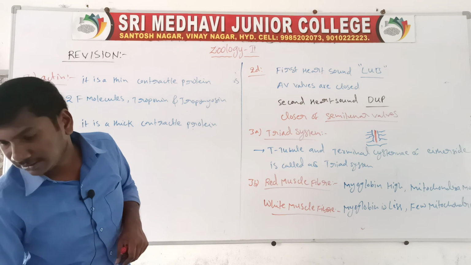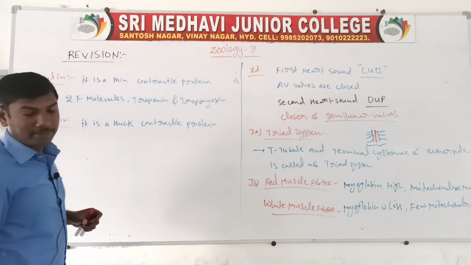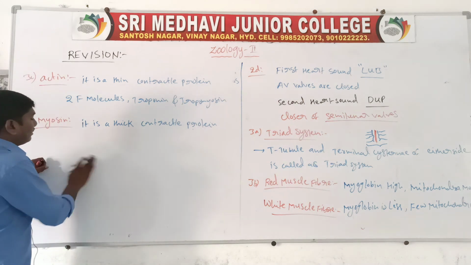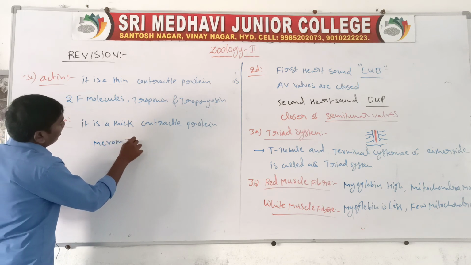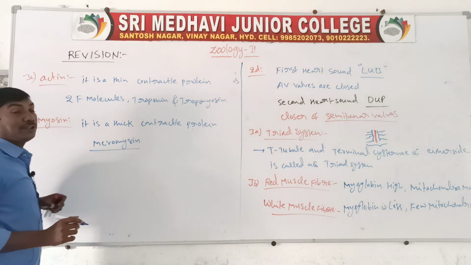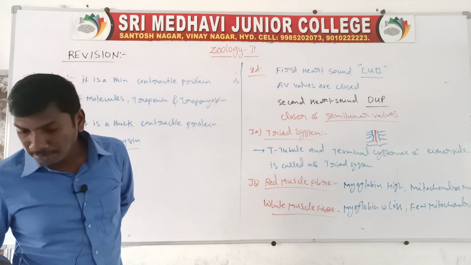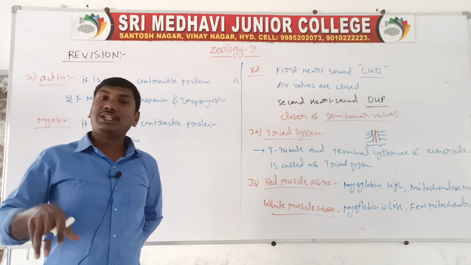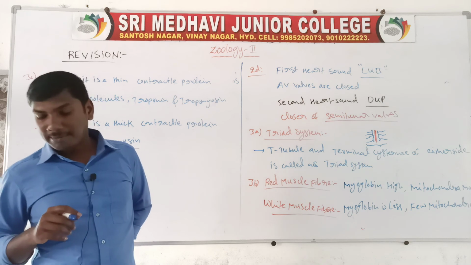Next one, it is a monomeric protein called meromyosin. So this thick protein, myosin, is made up of meromyosin. Each myosin is made up of monomeric proteins called meromyosins.